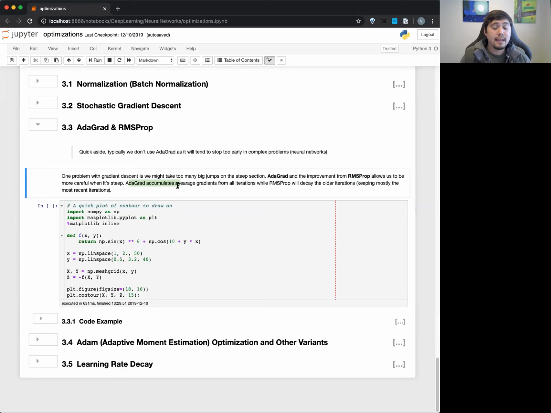So what's going to happen is that it'll tend to be a little more careful. If all of a sudden there's a sudden drop, it's not just going to do a sudden drop. It's going to take a more conservative step down based on what past iterations did.